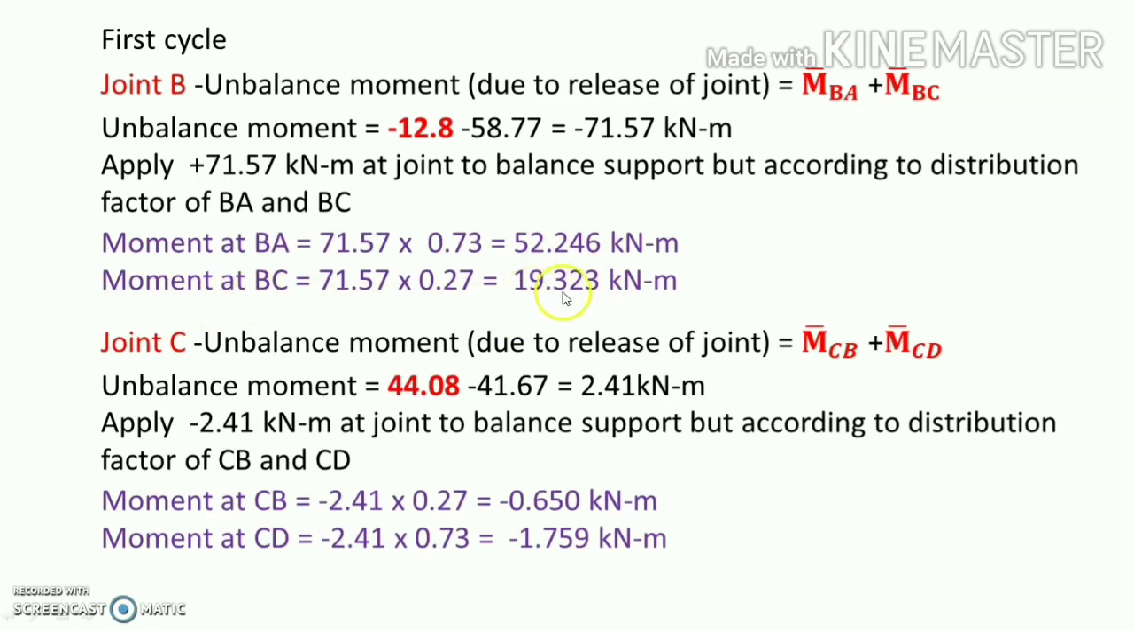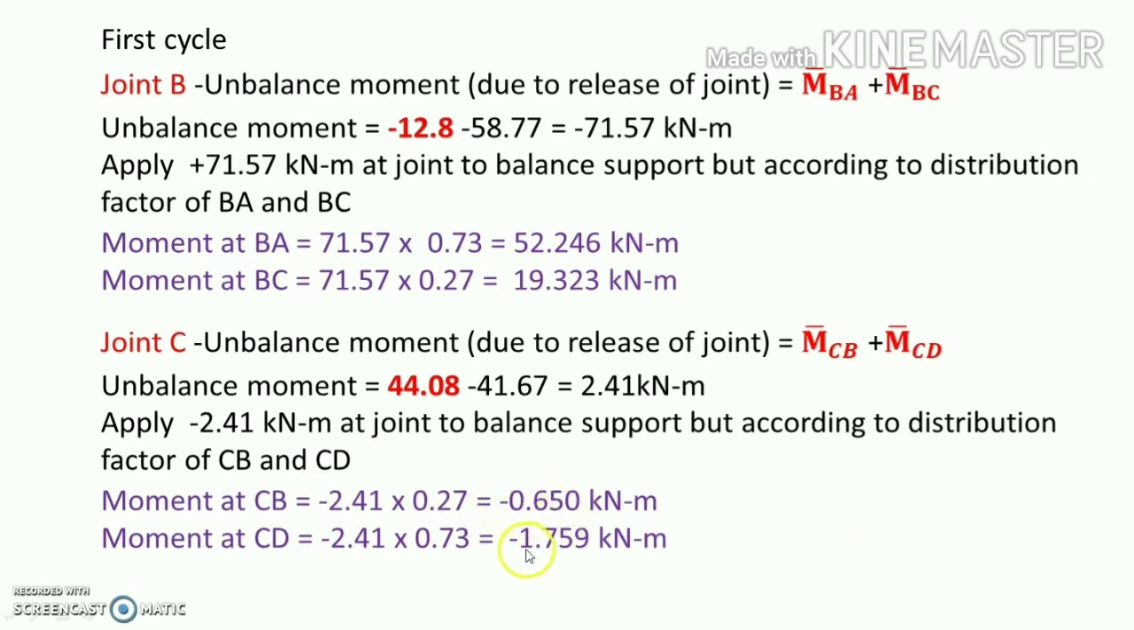In the same way at the joint C, what is the unbalanced moment? M bar CB and M bar CD, that is equal to 2.41, but here it is a plus. So apply here the minus moment at the joint C, according to the distribution factor of CB and CD. So the moment shared by CB is the balancing moment into the distribution factor, that is equal to minus 0.650, and for CD it is minus 1.759.